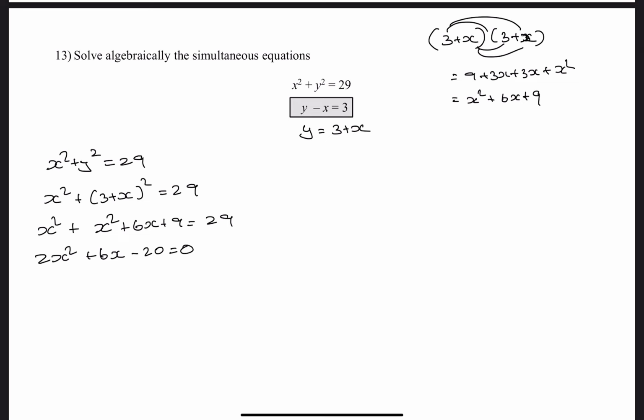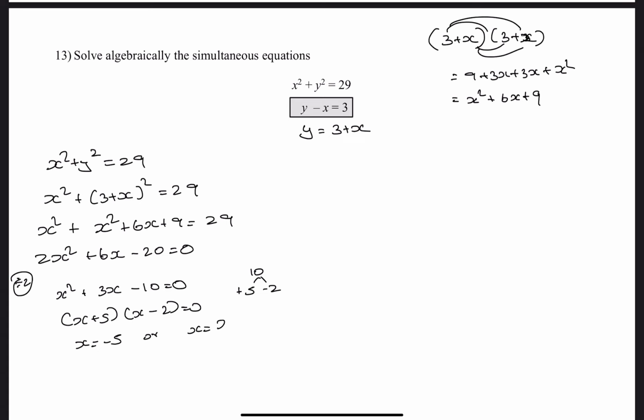Now you should think, okay, can I divide it by a number? Yes, of course, I can divide it by 2. Divide everything by 2. X squared plus 3x minus 10 equals 0. Factors of 10, that makes 3, 5 and 2, plus 5 minus 2 in order to make plus 3. X plus 5, x minus 2 equals 0. X is minus 5 or x is 2.